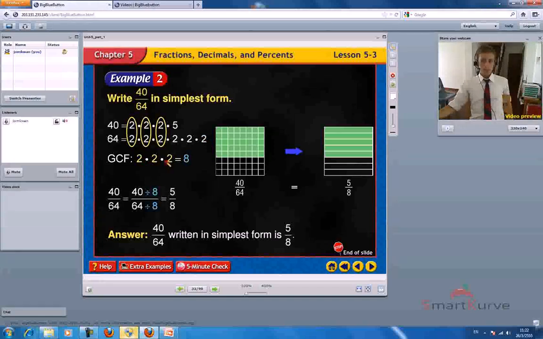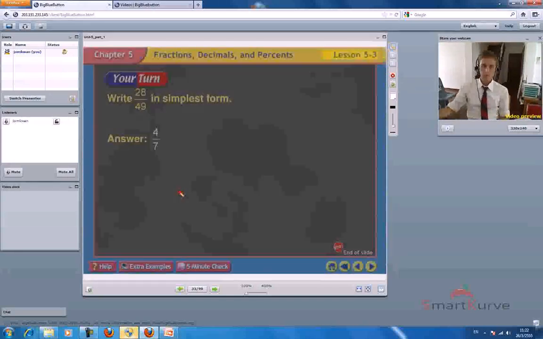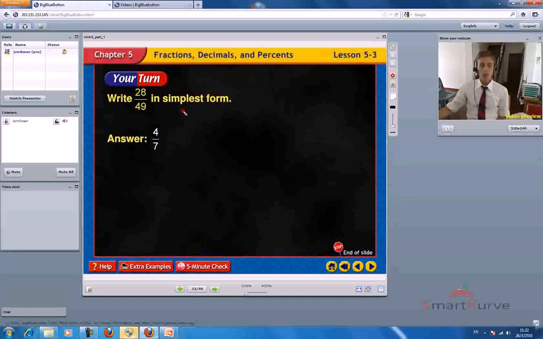Write 40 over 64 in simplest form. 40 is 2 times 2 times 2 times 5. 64, 2 times 2 times 2 times 2 times 2 times 2. The greatest common factor is 8, 2 times 2 times 2. You then divide by the greatest common factor. 40 divided by 8, 64 divided by 8, 5/8. The answer, 40 over 64, written in simplest form, is 5/8.